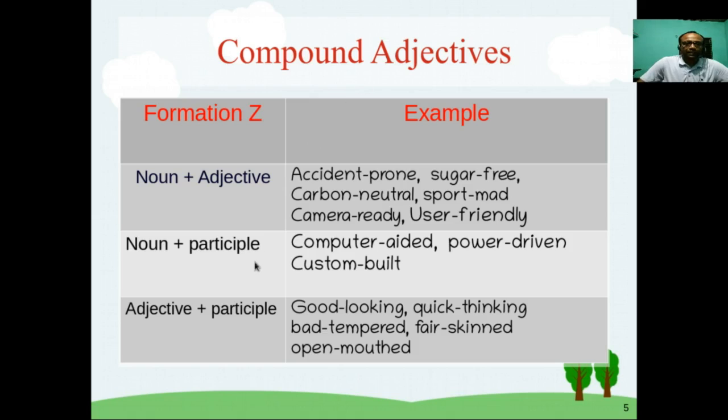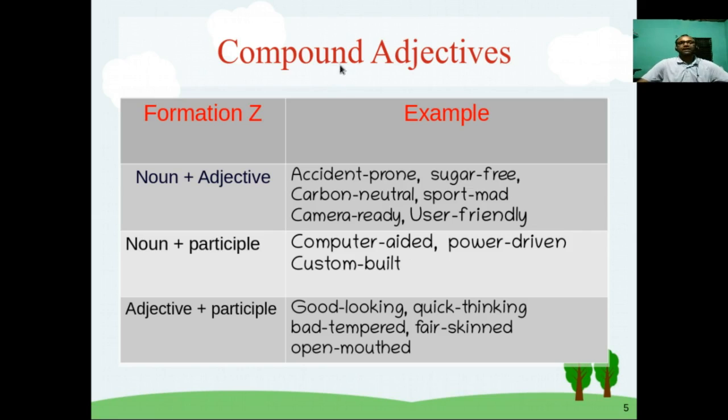And look at the way other compound adjectives are formed. They are formed with a noun and a participle: computer-aided, power-driven, custom-built. So we need to hyphenate them. We need to use a hyphen between the two words: power hyphen driven, custom hyphen built.